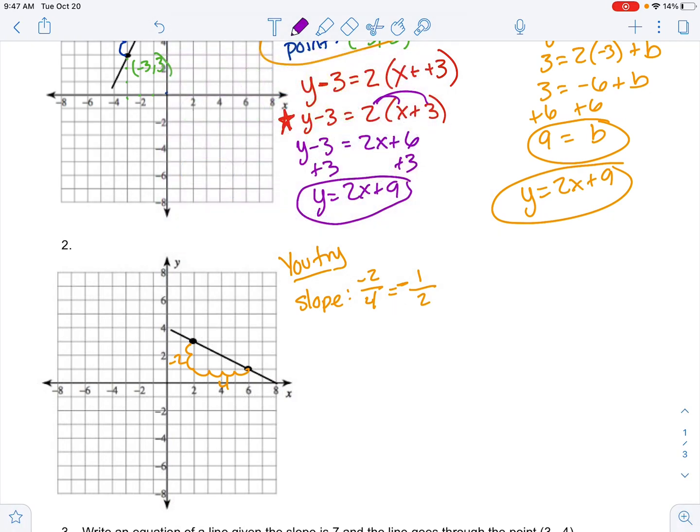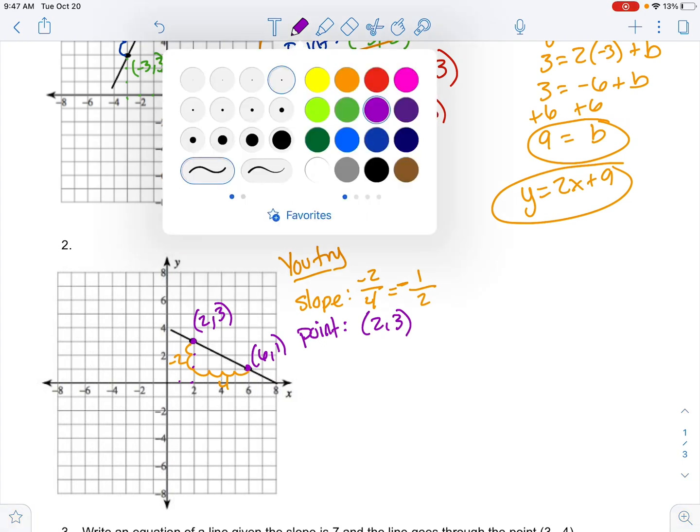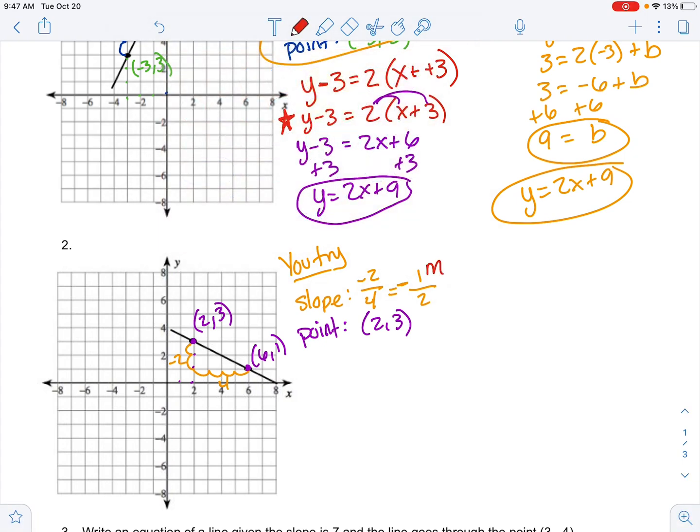Now let's figure out our points. So this point right here, we went over 1, 2, and we went up 1, 2, 3. Or you could use this one down here, which is over 6 up 1. Does not matter which point you use. Just so it's consistent, let's go ahead and use 2, 3. Okay, always label, label, label. So here's my m, here's my x1, here's my y1. Go ahead and plug that into point-slope form for me.